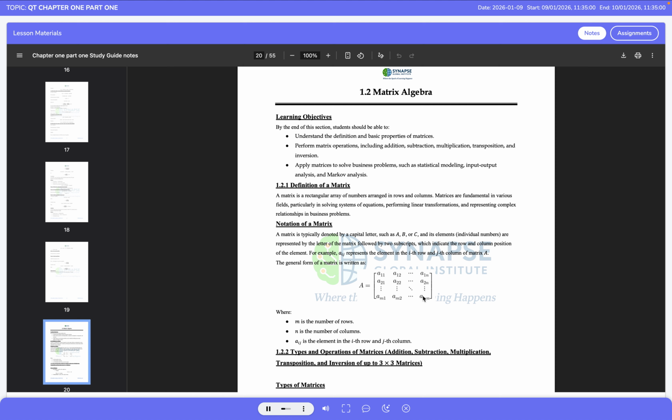Understanding the structure of a matrix is essential before performing any operations on it. So if this notation feels unfamiliar, please raise it in the chat, and we will revisit it.